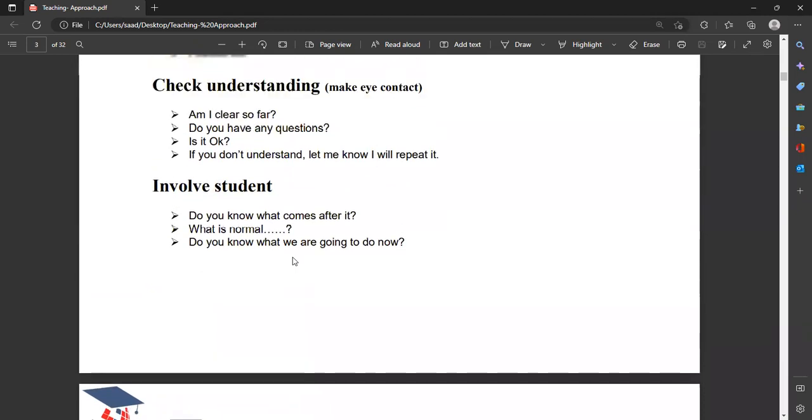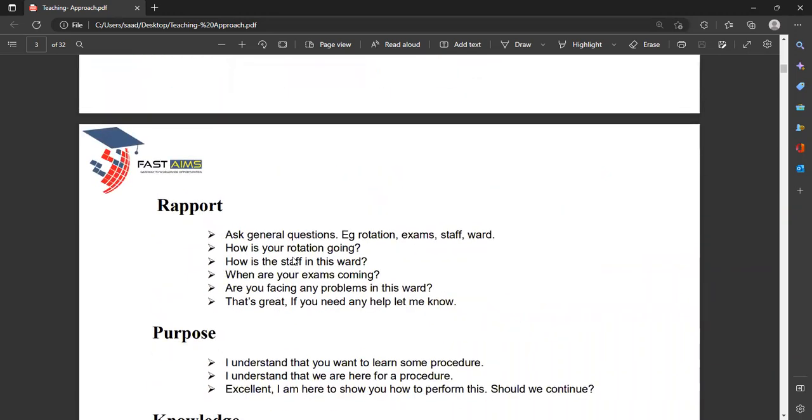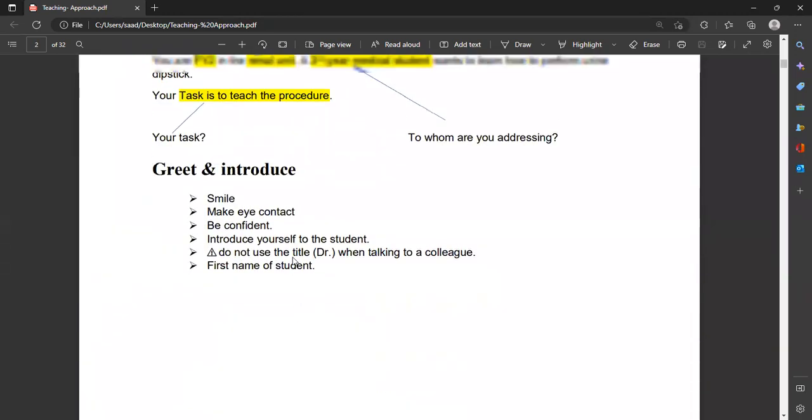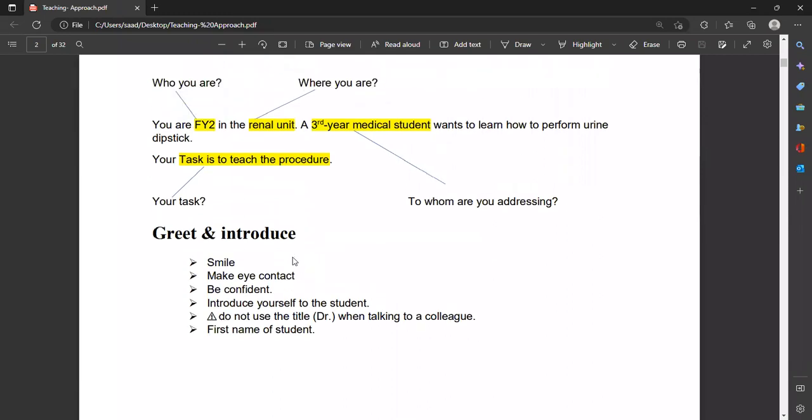So let me summarize all the main headings of how you are going to approach the teaching station. First, you will be standing outside. There will be 90 seconds. You will have the scenario in front of you. Just memorize. Just make a map in your mind of what you are going to do. For the first focus, the main focus should be on your task.